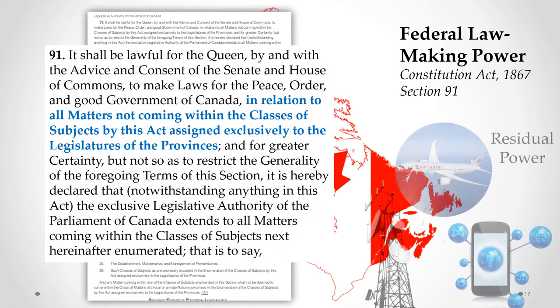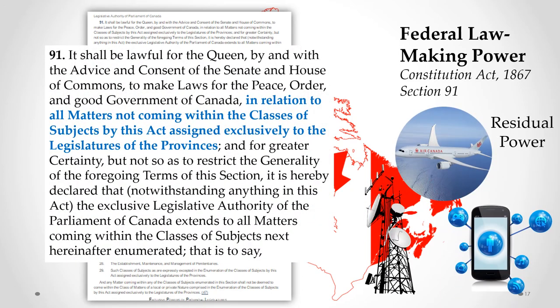The last federal lawmaking power I'll talk about is called the residual power. It may not sound very interesting or important, but it actually is. The residual power arises from the wording in the preamble of Section 95, which I've highlighted there, which says, in relation to all matters not coming within the classes of subjects by this act assigned exclusively to the legislatures of the provinces.